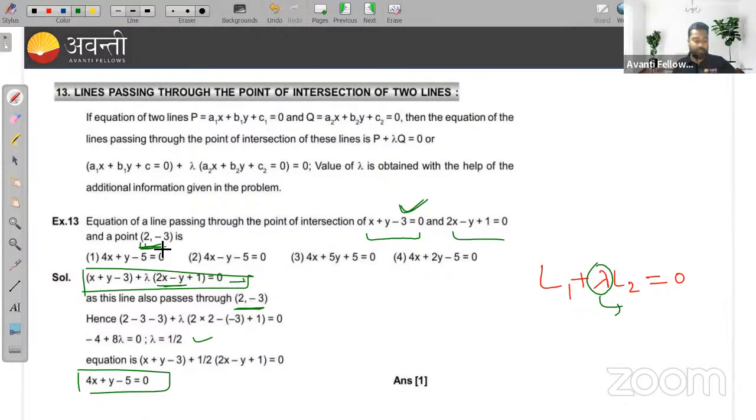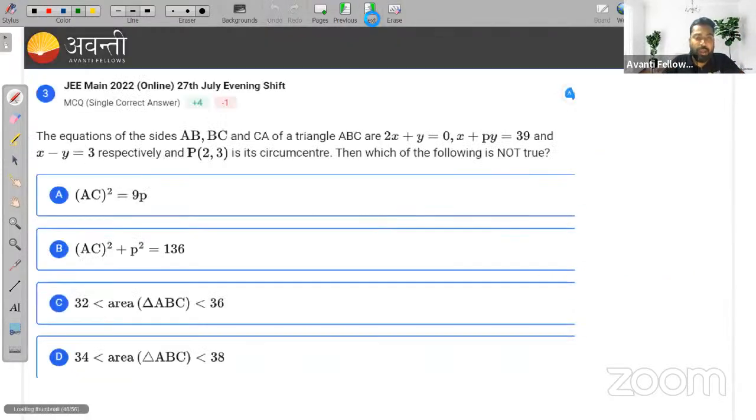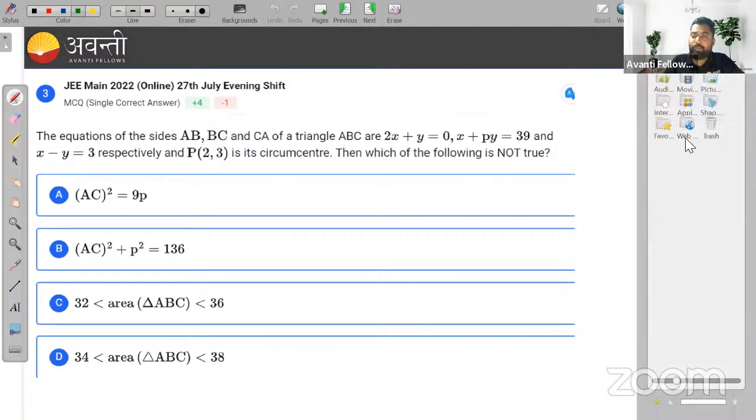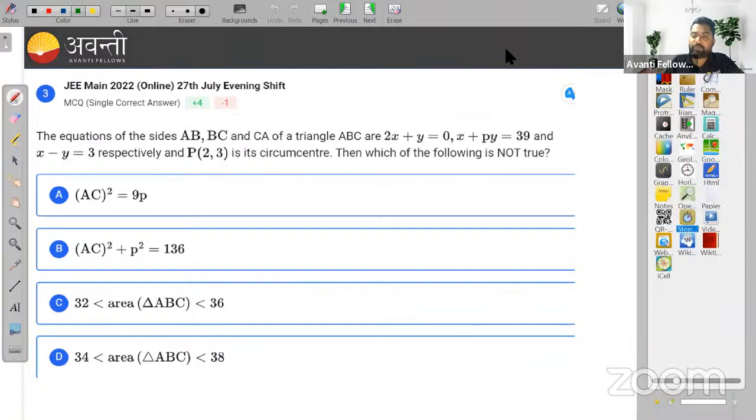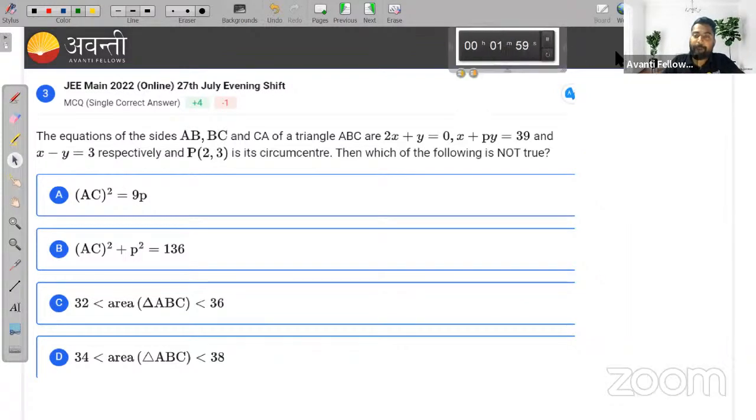We already discussed these things. Okay. Now we have a JEE Main question here, which came on 27 July 2022. I'm giving you 2 minutes for this question. Just try to solve it, and respond in the chat box when you get the answer. Everyone, please.